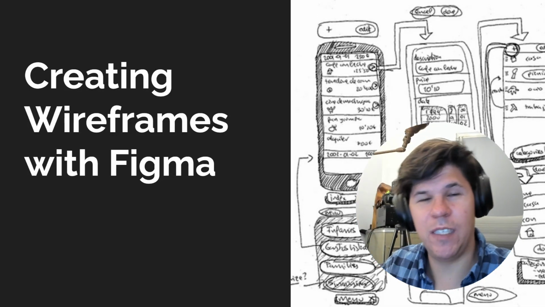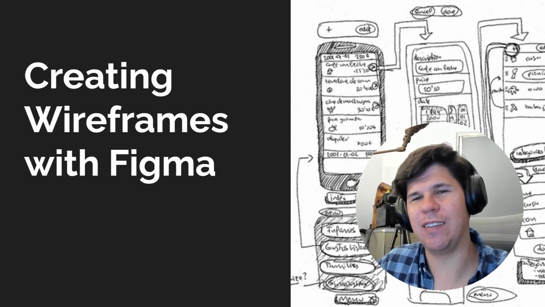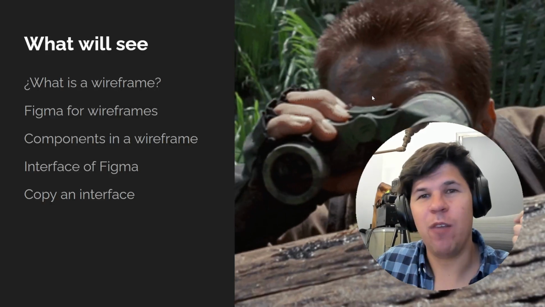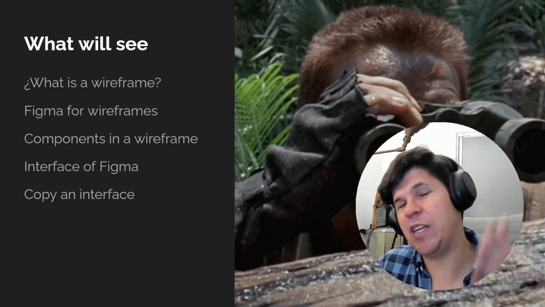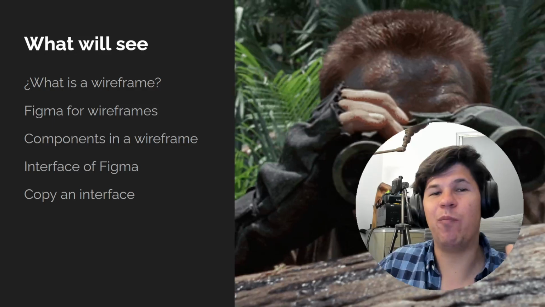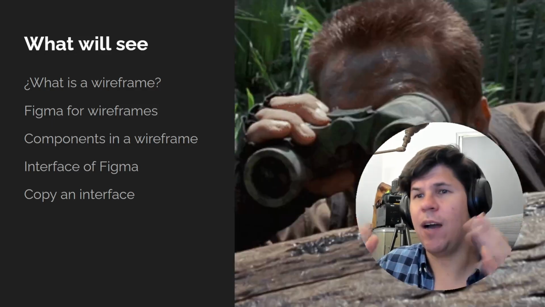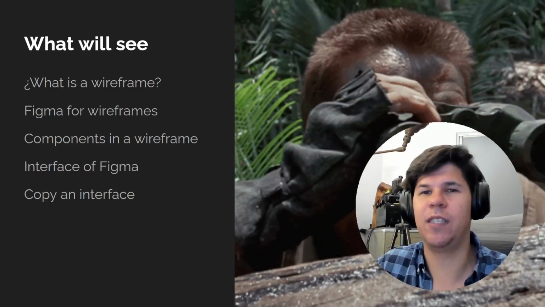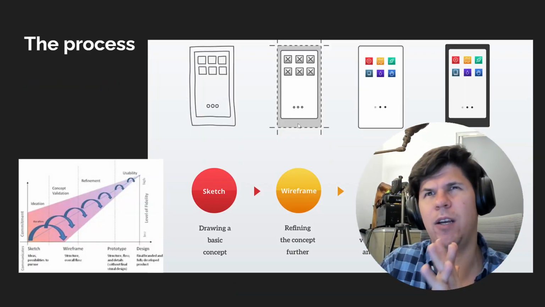We'll create some wireframes with Figma and we will see why Figma is a great tool for creating these wireframes. So let's start. In the video, we will see what a wireframe is, why Figma is a great tool for creating wireframes. We'll see the components of a wireframe and then we'll see the interface of Figma and we'll try to replicate one interface. In this case, we'll replicate the YouTube interface. But let's go back to the process.